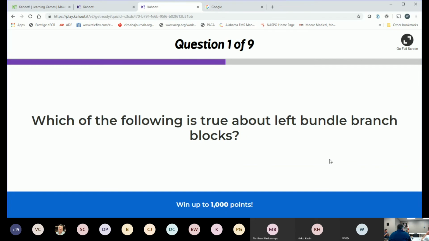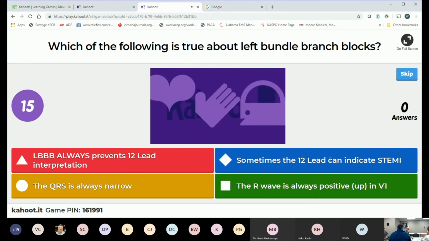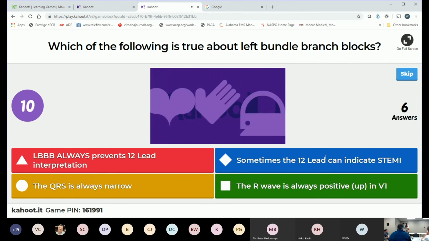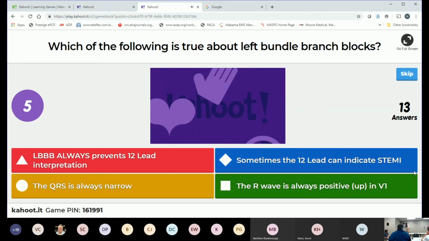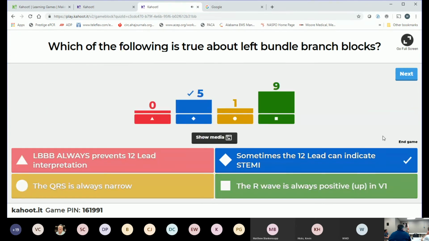Which of the following is true about left bundle branch blocks? Left bundle branch blocks always prevent 12-lead interpretation; QRS is always narrow; sometimes the 12-lead can indicate STEMI; or the R wave is always positive up in V1. Which one of those is true? The right answer is sometimes a 12-lead can indicate a STEMI even if there is a left bundle branch block. You can use Barbosa criteria and figure that out. The R wave for a left bundle branch block is always negative.